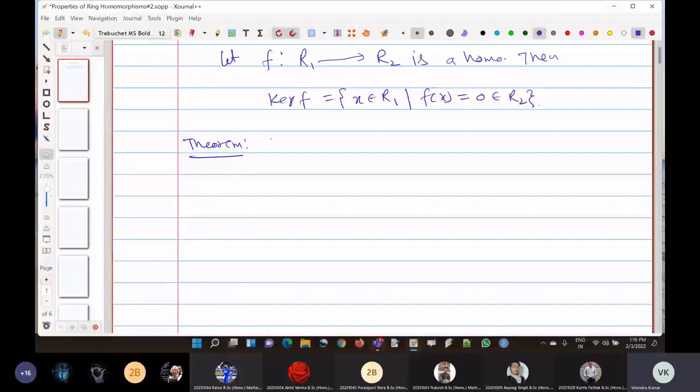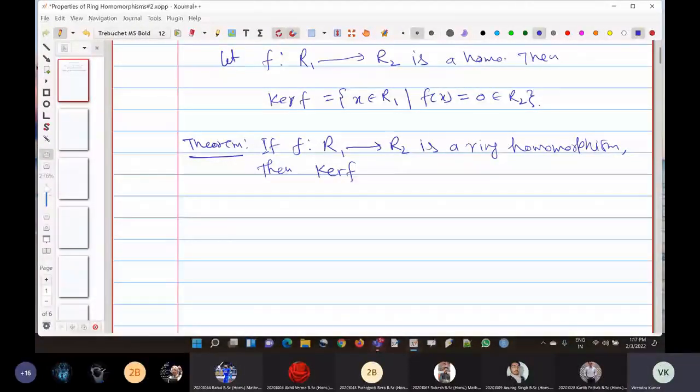Okay. So if f from R1 to R2 is a ring homomorphism, then kernel of f is a two-sided ideal of R1, and this we have seen in the last lecture.